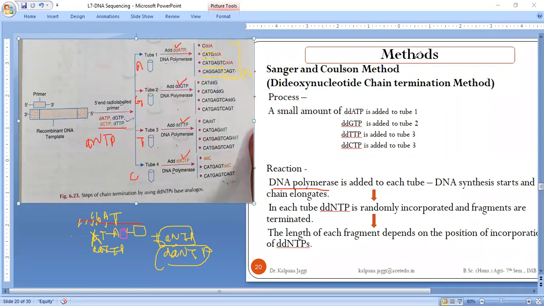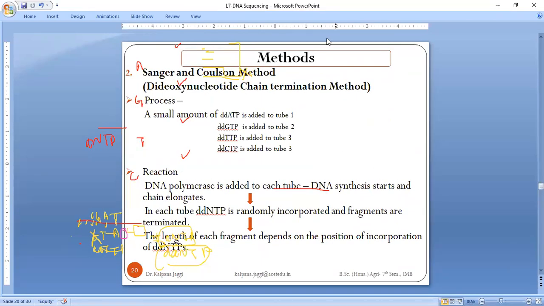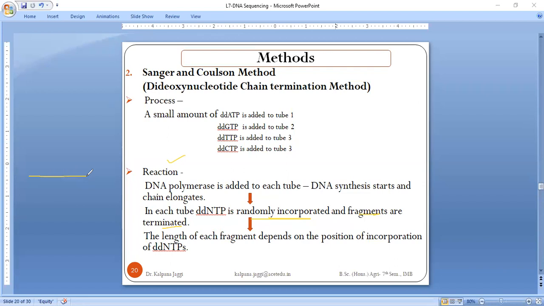Similar is the case with the other ones, right? I just hope it is clear to all that within the reaction, ddNTP is randomly incorporated and fragments are terminated. How long the other strand synthesized from the template will be in turn depends upon the position of incorporation of ddNTP.